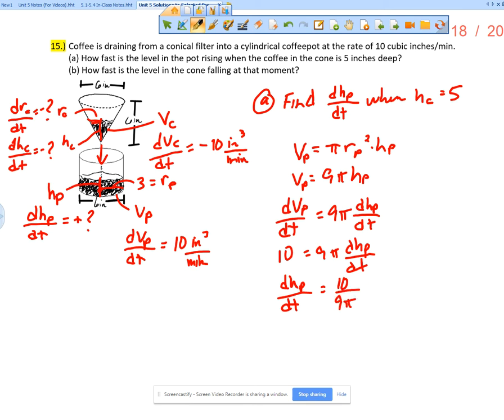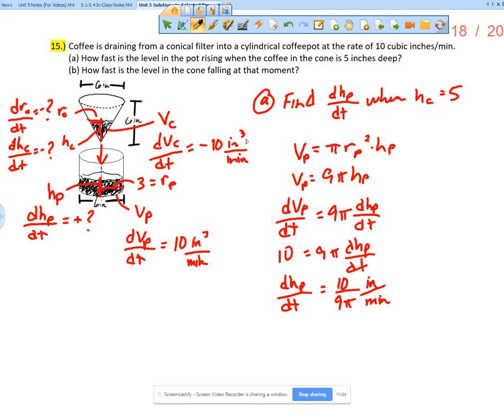What are the units? Remember, the height is a linear measurement. So the linear measurements are in inches. So this would be in inches per minute. Now, we were told to find dH sub P dt when H sub C equals 5. Well, H sub C isn't even in this formula, so it's not relevant. All right, so that's A.